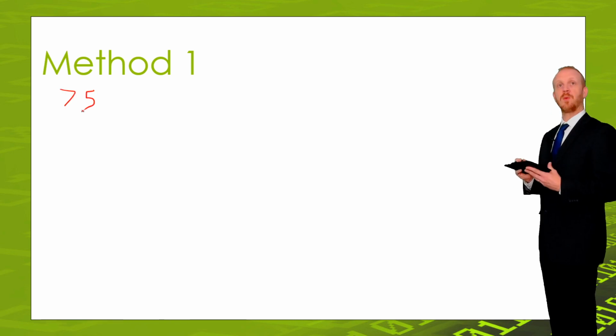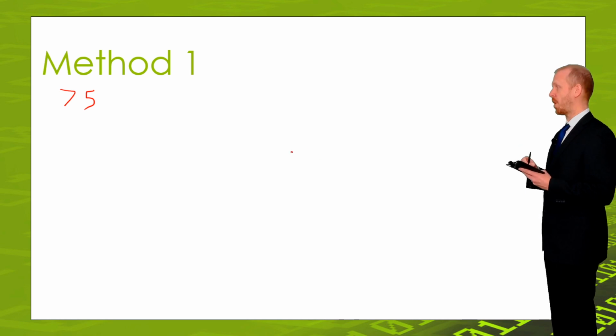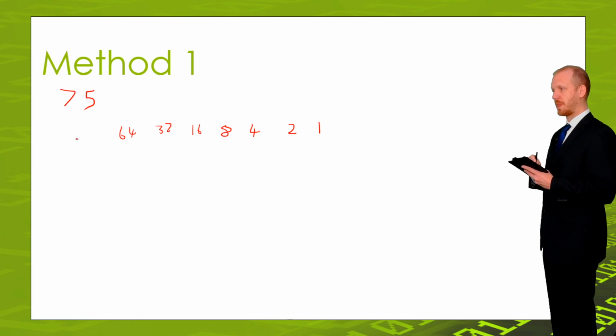So what we do is, first of all, we just write in the column headers. We just write those ready to add the 1s and 0s. So 1, 2, 4, 8, 16, 32, 64, 128.